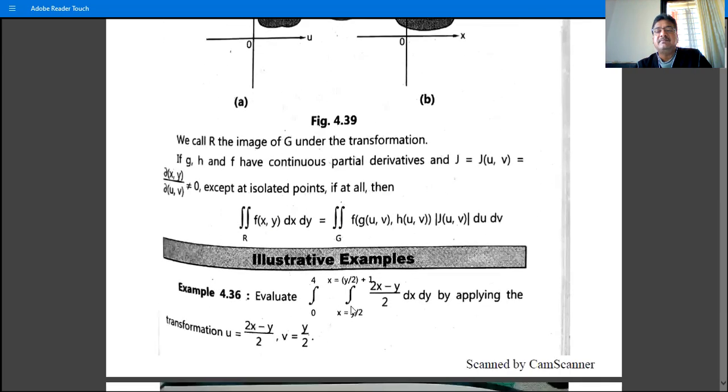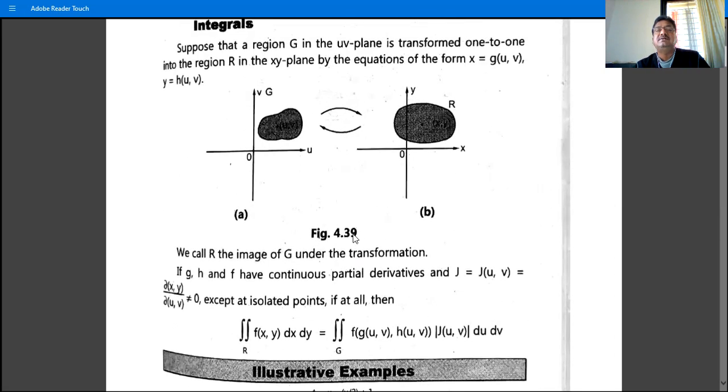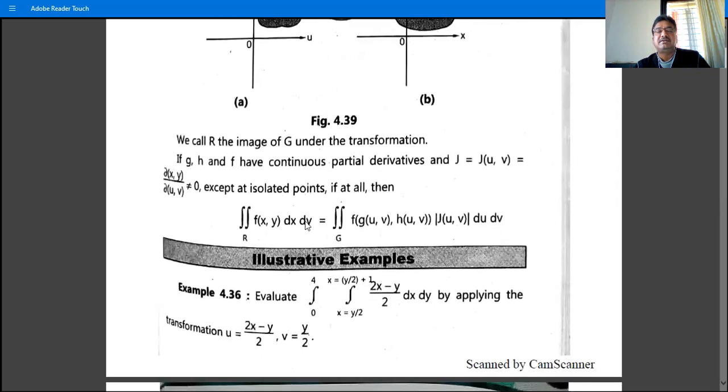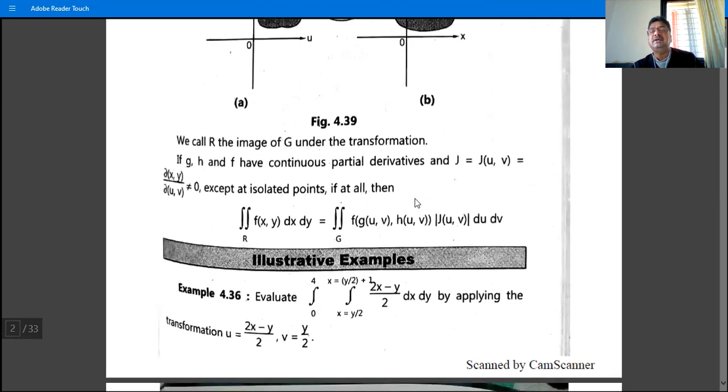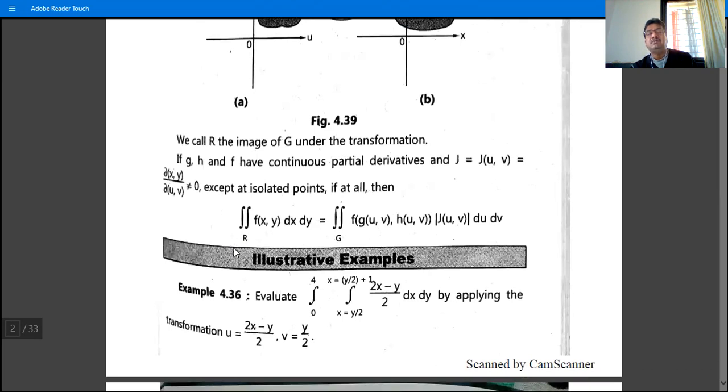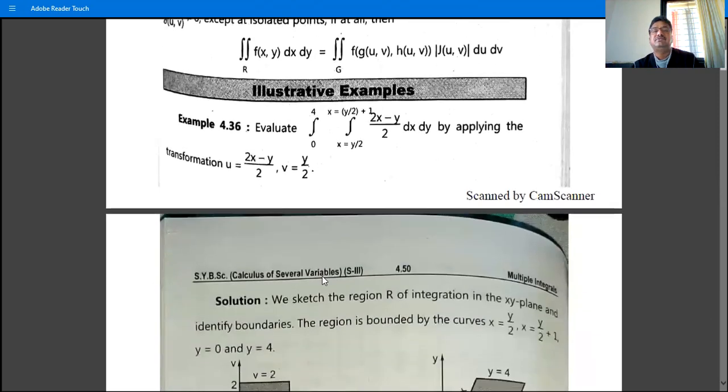So what is dx dy? Dx dy is replaced by mod J du dv, and x and y are replaced by the new variables u and v, the functions of u and v. So this is the theorem to change the variable in double integration. That is, write the double integration over G. Suppose this R matches the region G, then find the double integration over G, replace x and y by new variables in the function, and this dx dy is replaced by mod J du dv. So remember this theorem in order to change the variable.